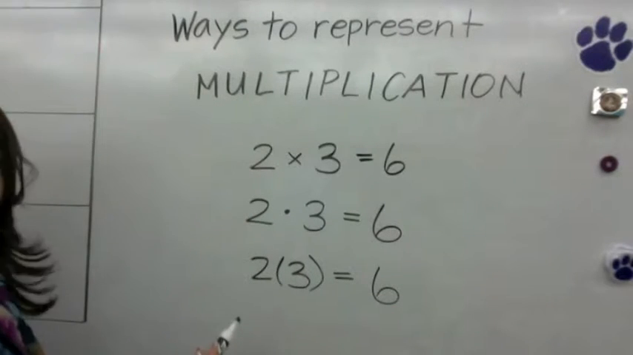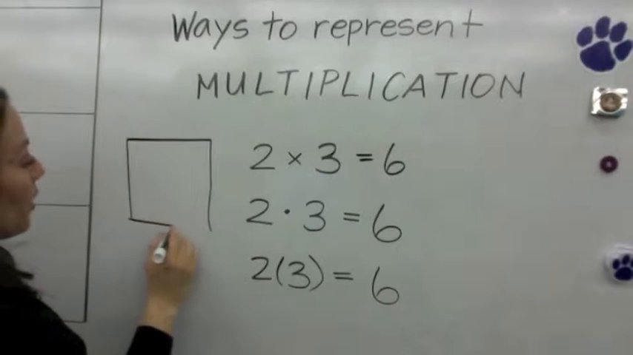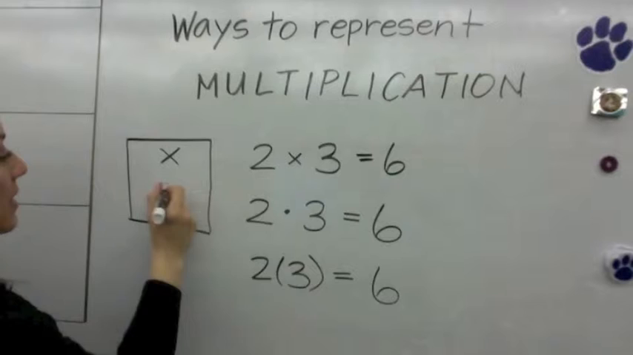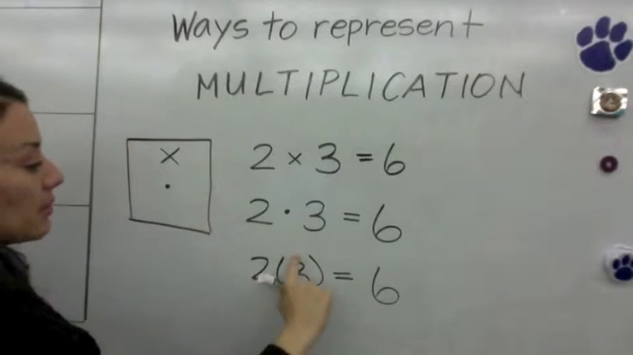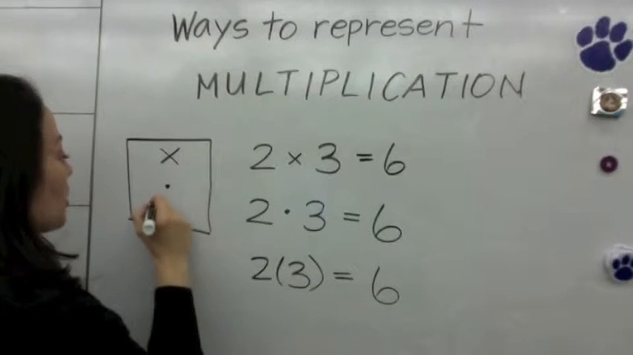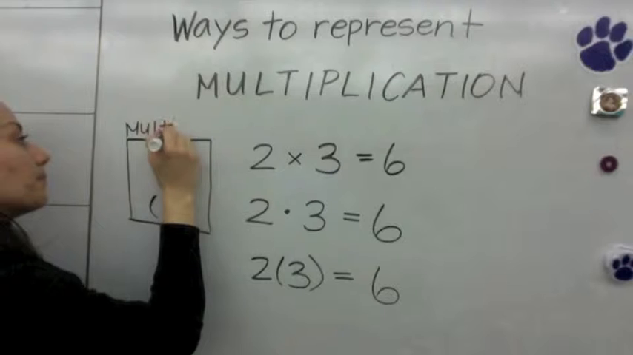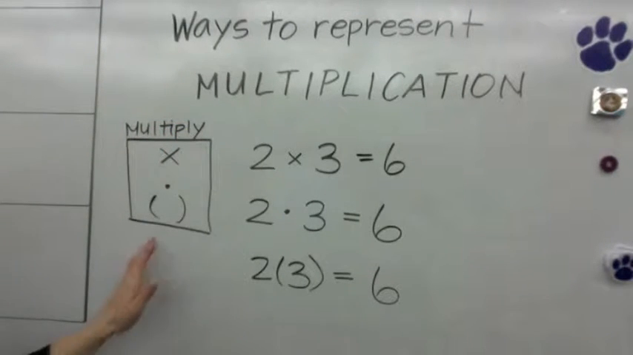So there are 3 symbols that we've talked about for representing multiplication. The first symbol is x, which means multiply. The second symbol is a dot. And the third symbol is actually parentheses, from order of operations. These all mean multiply. Go ahead and write this in the box.